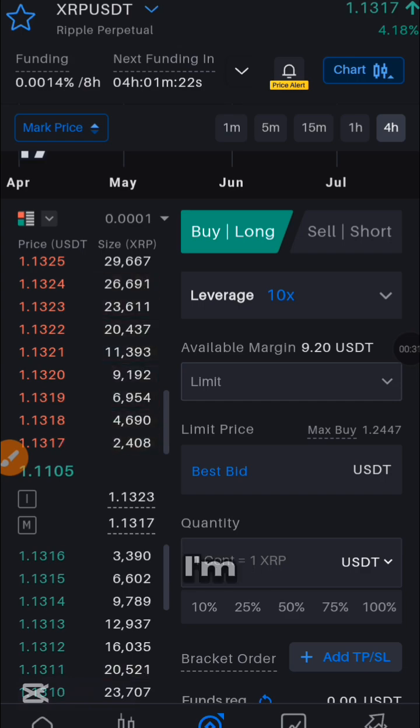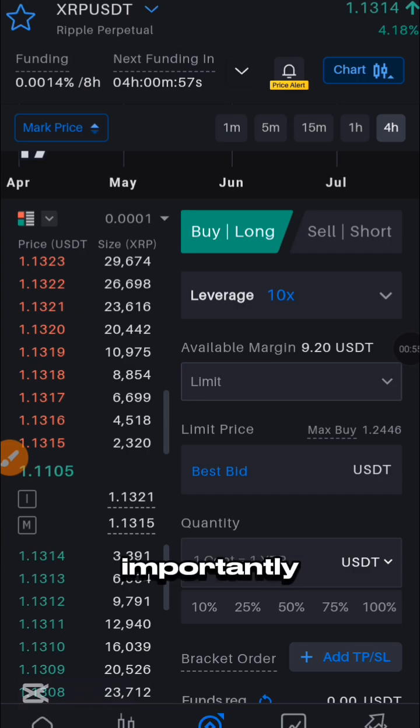So in this video, I'm going to be explaining what leverage trading means in futures trading in the simplest way possible so you can understand. By the end of this video, you will understand what leverage actually is, what 5x, 10x, 20x, or even 100x leverage actually mean, how they affect your profits and how they affect your losses. Most importantly, how to use leverage safely.